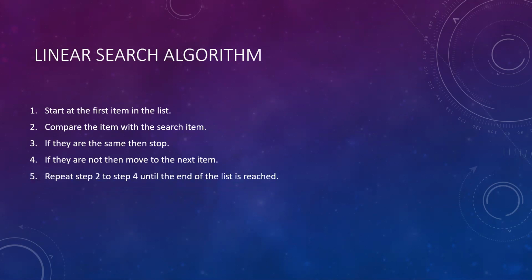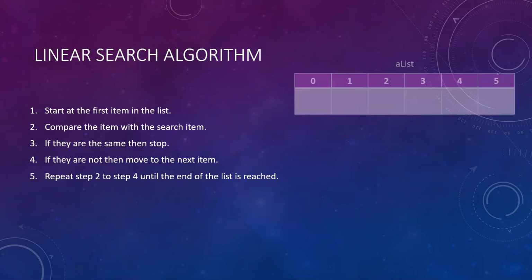If we have more data, then it will repeat from step 2 to 4 until the end of the list is reached. That means it will check, and if it finds the item, then it will stop. In step 3 we have mentioned that it will compare, and if it gets the data which is the same as the search item, then it will stop. Otherwise it will go until it reaches the end of the list. I think this is a very simple algorithm.